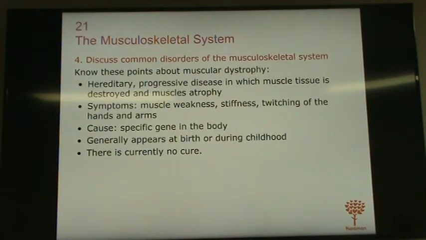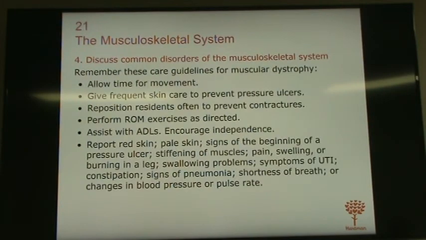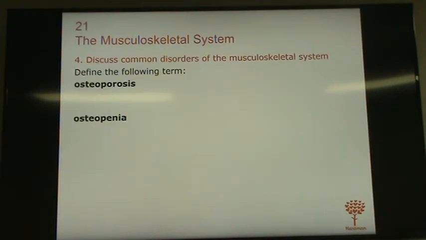Muscular dystrophy, hereditary progressive disease in which muscle tissue is destroyed, and muscle atrophy, meaning it wastes. If your resident has that condition, allow more time for movement, allow more time for them to function or do things.